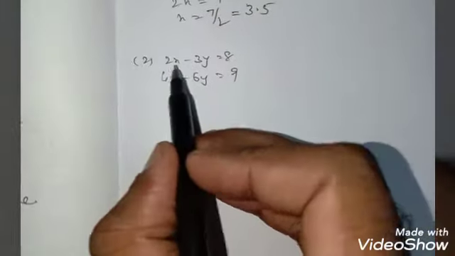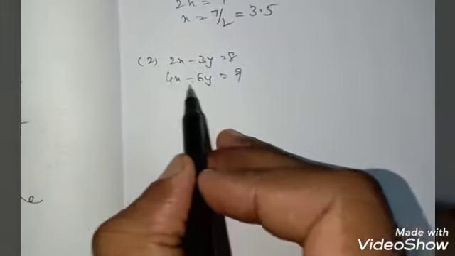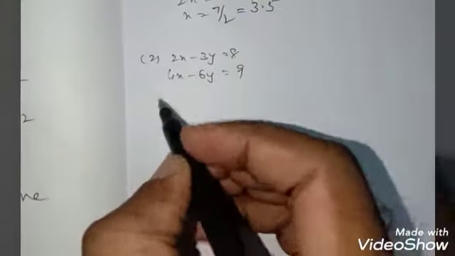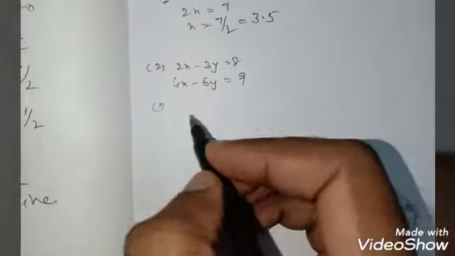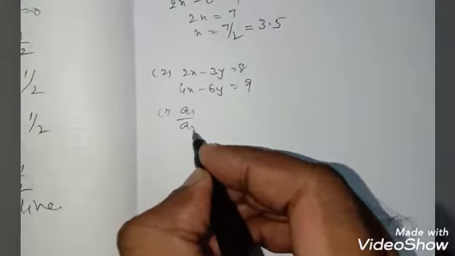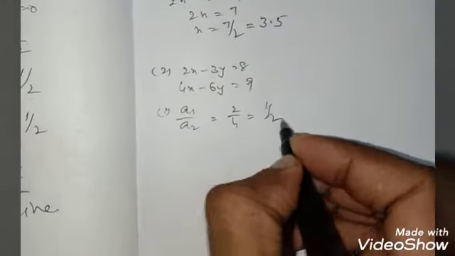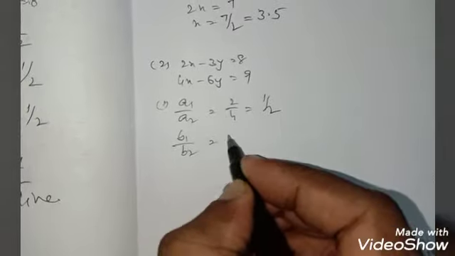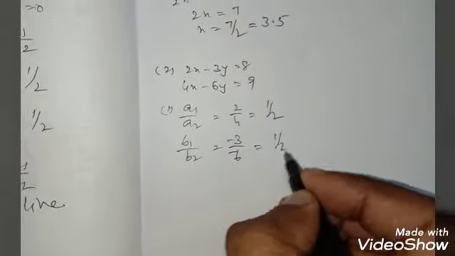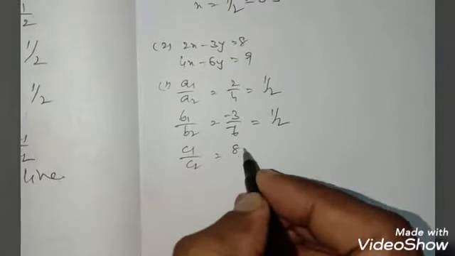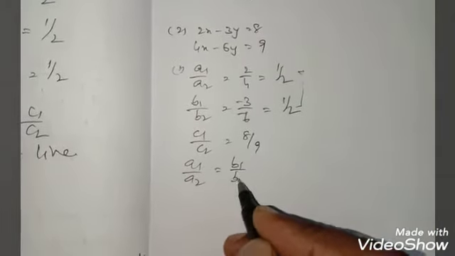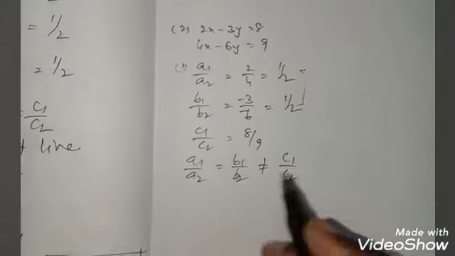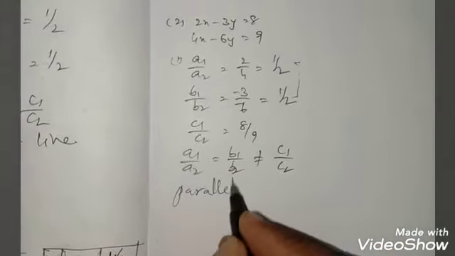Now if I take the second equation, that is 2x minus 3y is equal to 8 and 4x minus 6y is equal to 9. So as per previously what we have done, our first step is showing whether they are intersecting lines, parallel lines or coincident lines by using a formula. That is a1 by a2 is equal to 2 by 4, I can write as 1 by 2. b1 by b2 is equal to minus 3 by minus 6, so I can write again 1 by 2. c1 by c2 is equal to 8 by 9, I cannot cancel anything. So I can say a1 by a2 is equal to b1 by b2 is not equal to c1 by c2. So it represents parallel lines, right?